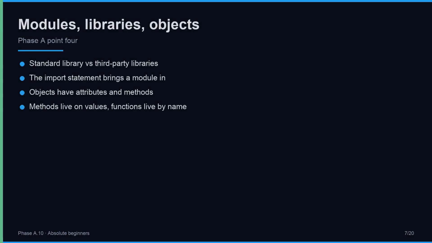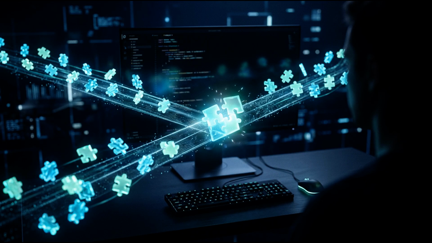Phase 0.4 opened the world of libraries and objects. You learned the difference between the standard library, which ships with Python, and third-party libraries, which you install with uv. You met the import statement, the single word that brings a module into your code. You learned that values are often objects, with attributes that hold data and methods that do work. And you practiced the distinction between a method, called on a value, and a function, called by name. This was the moment Python stopped being a calculator and became an ecosystem. Somewhere in the middle, the pieces started talking to each other. That is when it clicked.